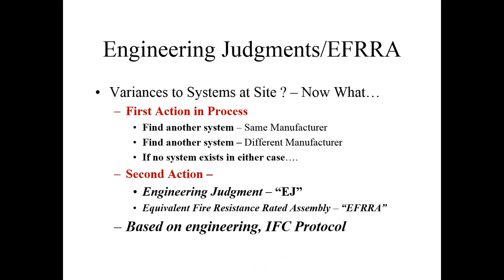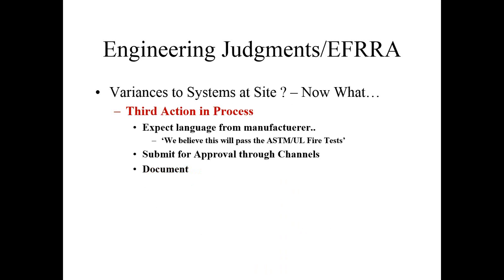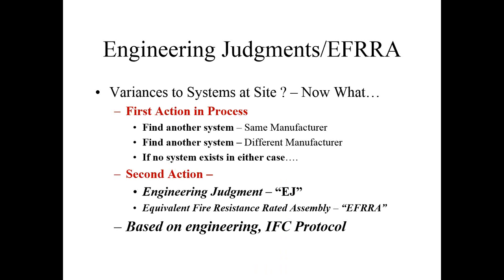Now let's spend some time on engineering judgments. I apologize for spending so much time on the testing, but time got away from us. I'm going to spend some real critical time on engineering judgments. The key thing about engineering judgments is if there's a system for something, go with the system first. If there's another system from another manufacturer, even though you submitted a system from manufacturer A, you've got to switch to system or manufacturer B, because manufacturer A doesn't have a system for it.